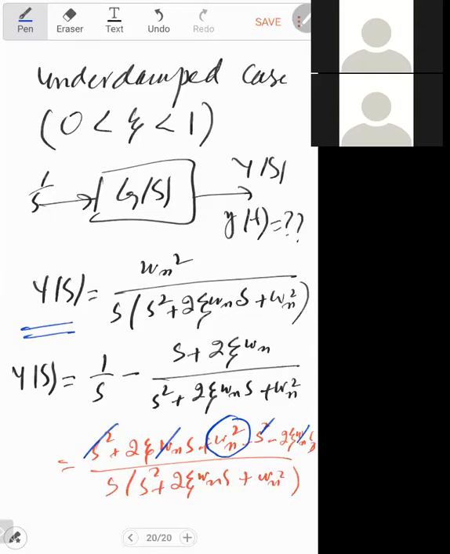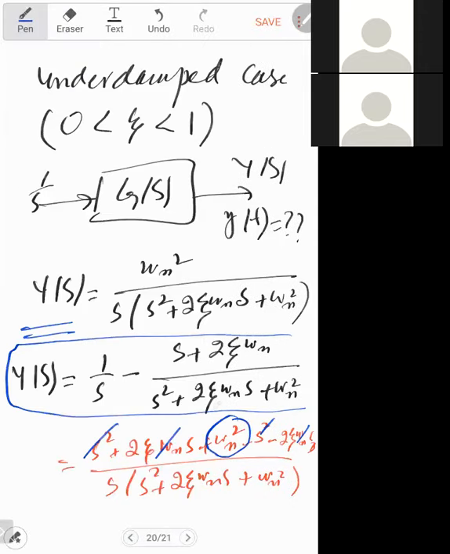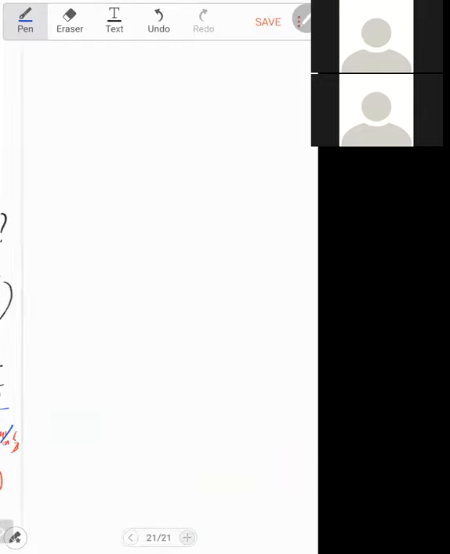So we can use this expression, y of s is equal to 1 over s minus this one. Further, we can also say that 2 zeta omega n is equal to zeta omega n plus zeta omega n, so we can also write like this. And if we write like this and find the roots of the denominator polynomial, which we already know from the previous case, remember that we will get what?